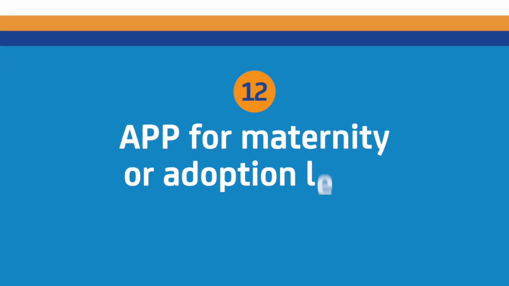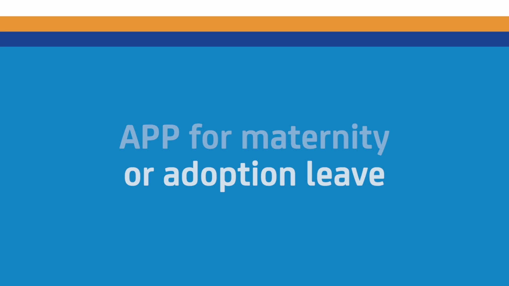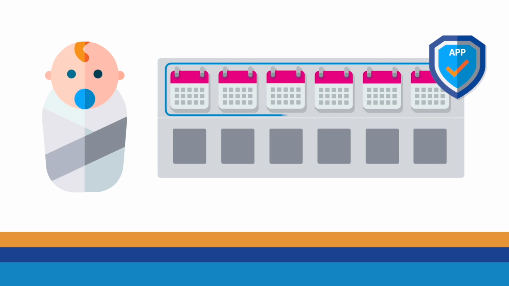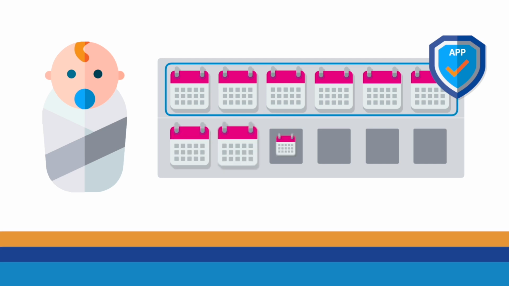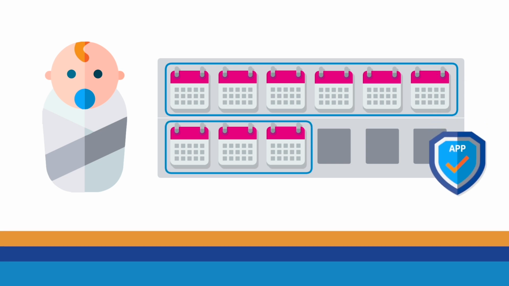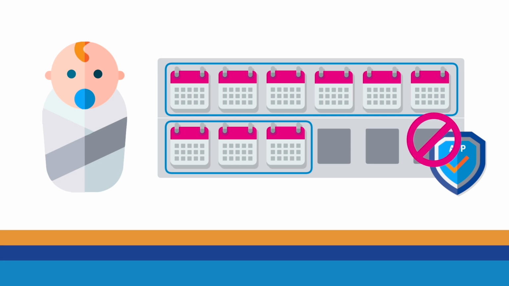APP for maternity or adoption leave. For the first 26 weeks of maternity or adoption leave, APP should be applied even if the employee is receiving no pay. For weeks 27 to 39, APP should be applied when an employee is on paid additional maternity or adoption leave. However, if the employee is receiving no pay whilst on the additional maternity or adoption leave, then APP does not apply.